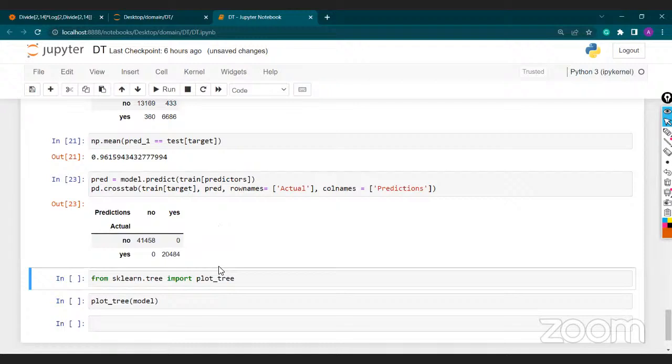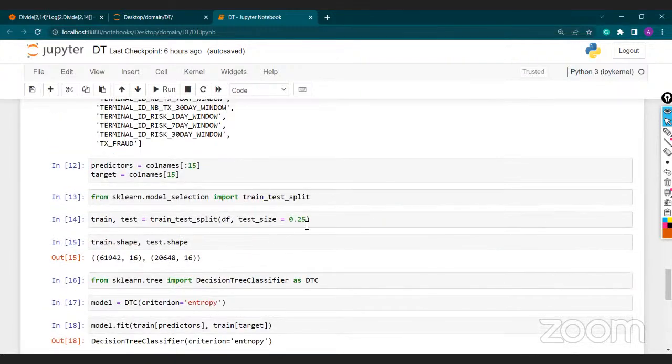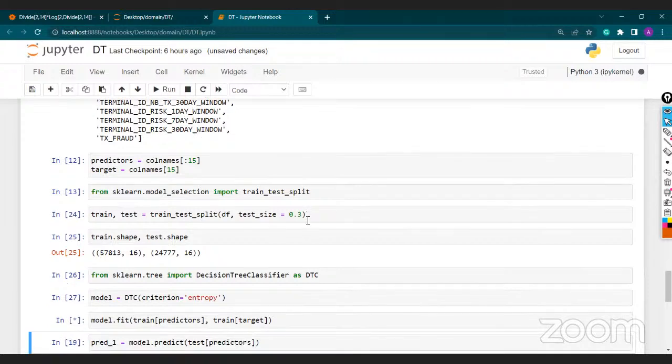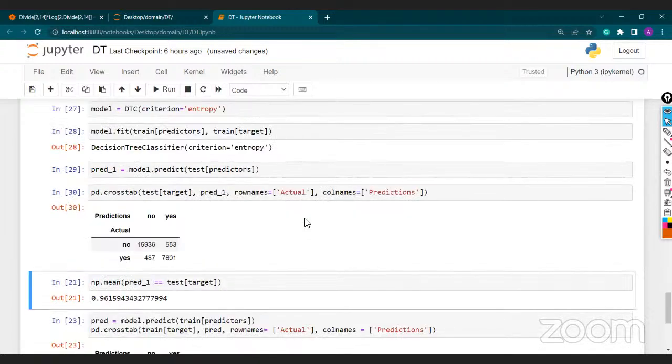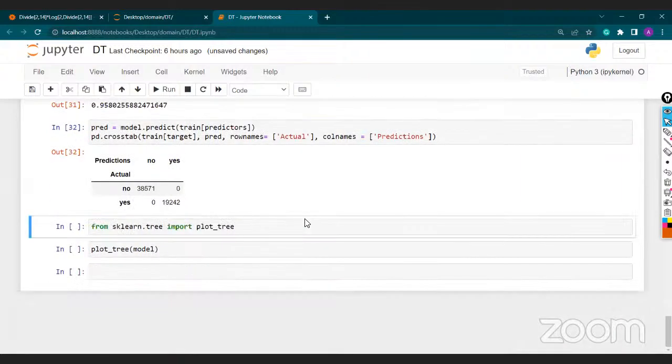So here we can see that we are getting 100% accuracy. So that means at least in this scenario, the model is a great fit for classification of transactions into whether they are fraud or not. Of course, you can try out different things. You can try out different test and train size. So if I change this to, let's say, 0.3, it might make some difference. So it has reduced the accuracy a little bit.